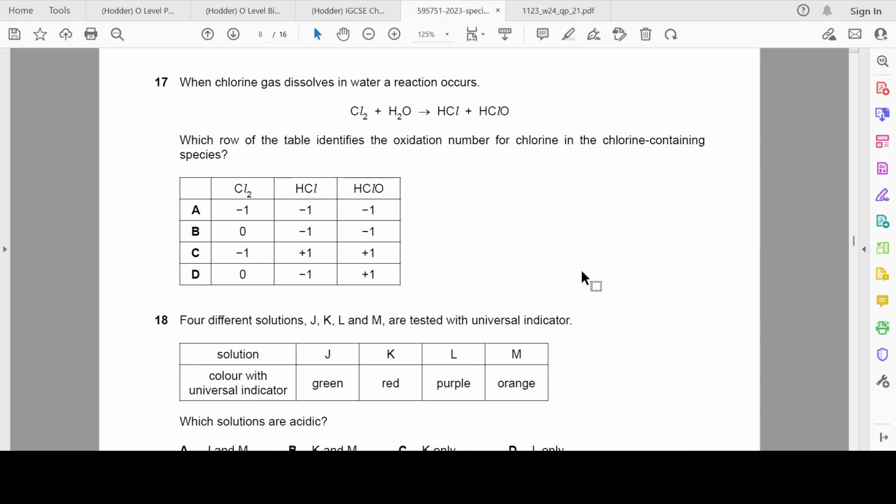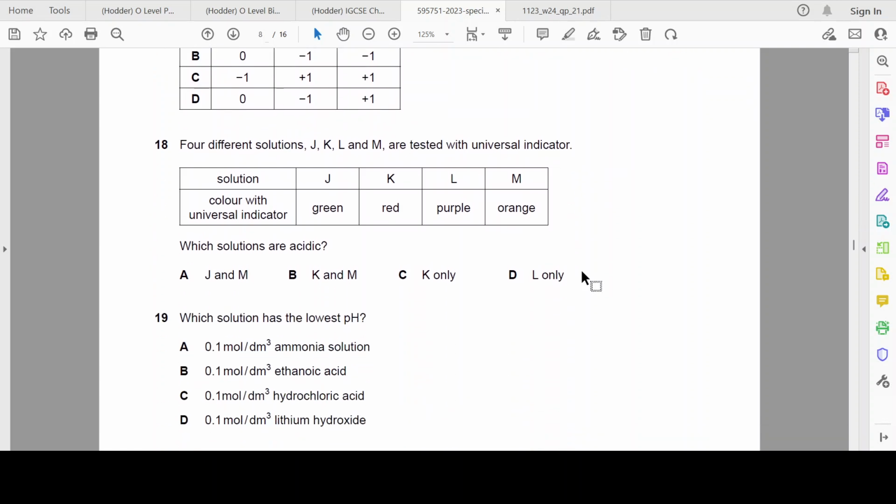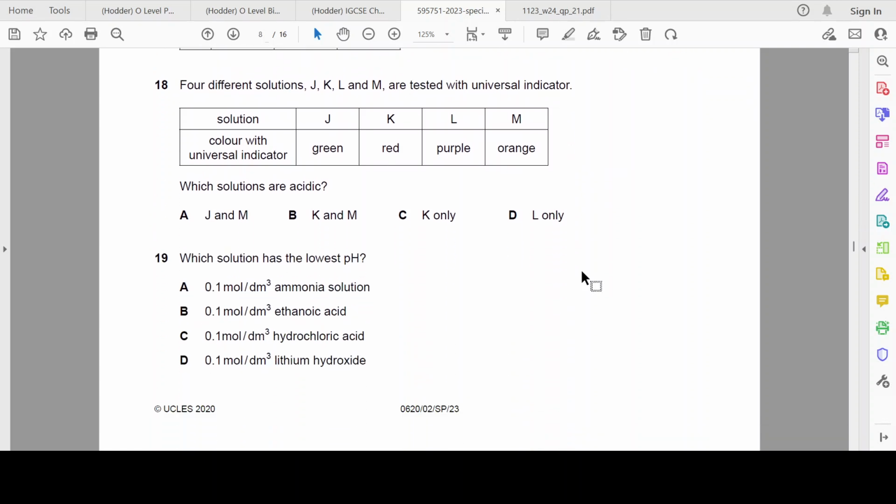Right. Moving on to question 18. Four different solutions, J, K, L, and M, are tested with universal indicator. The colors of the solutions with universal indicator: one's going green, the other's going red, purple, and orange. Which one of these are acidic? So J and L. This tells you that you need to know the colors of the indicators that are given to you in your syllabus in acidic and alkaline conditions.